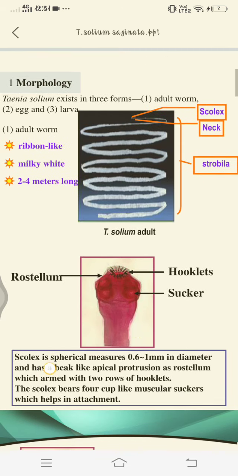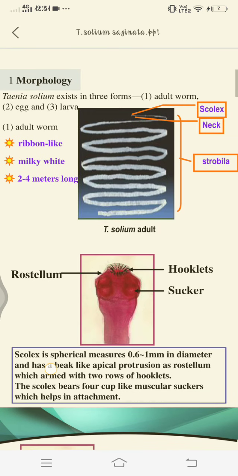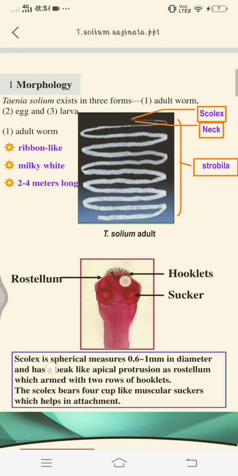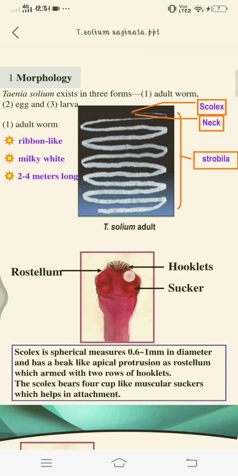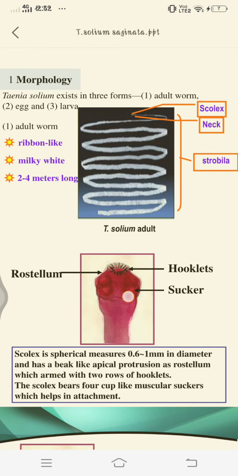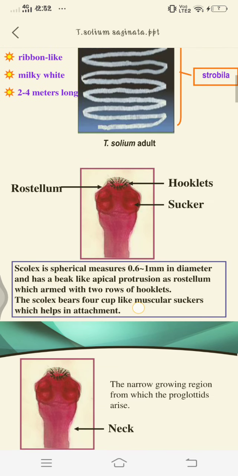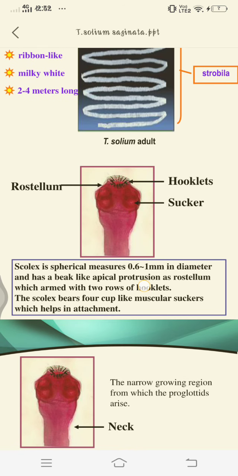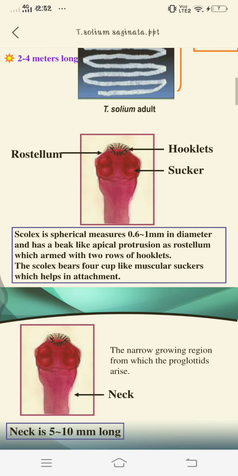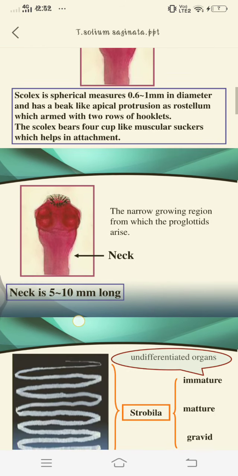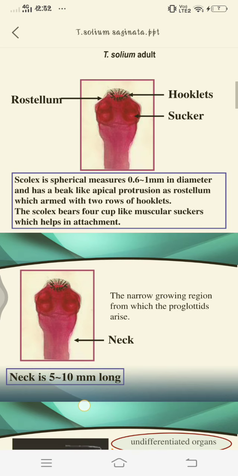So first let us understand about the scolex. Scolex is nothing but the head. It has 2 rows of hooklets and the rostellum with 4 suckers, 1, 2, 3, 4. The scolex measures about 0.6 to 1 millimeter in diameter and has a beak-like apical protrusion known as the rostellum, armed with 2 rows of hooklets. So remember, 2 rows of hooklets. The scolex bears 4 cup-like muscular suckers, which help in attachment to the small intestine, and from there it obtains its nutrients.